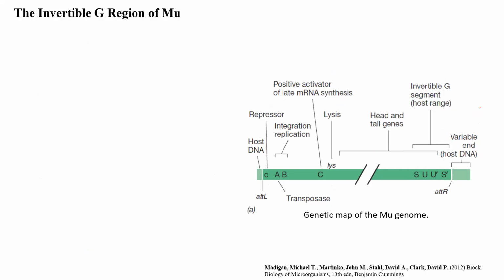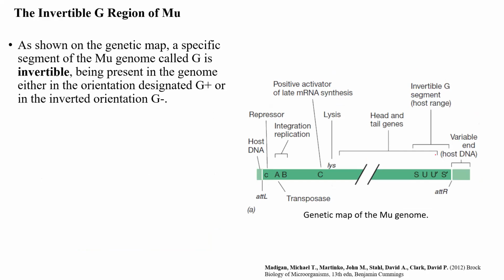After the properties, let's talk about an invertible region of mu. As shown in this genetic map, a specific segment of the mu genome called G is invertible. This is the G region which I have circled in the genetic map. This region is invertible. That's why it's called the invertible G region. It can be present in the genome either in G plus orientation or G minus. So there are two possibilities.